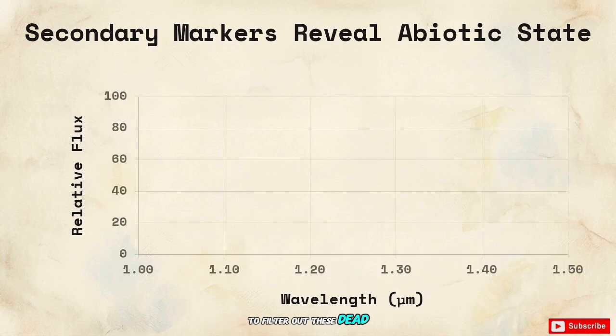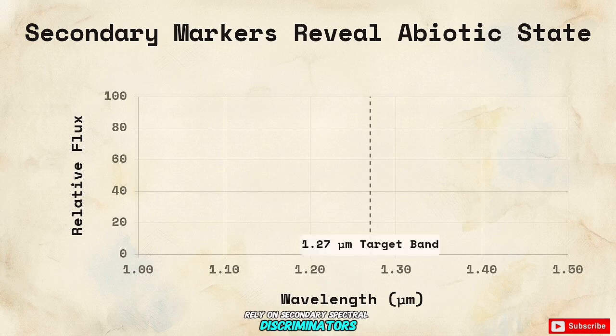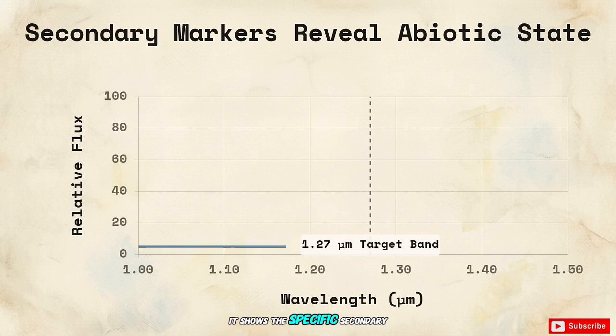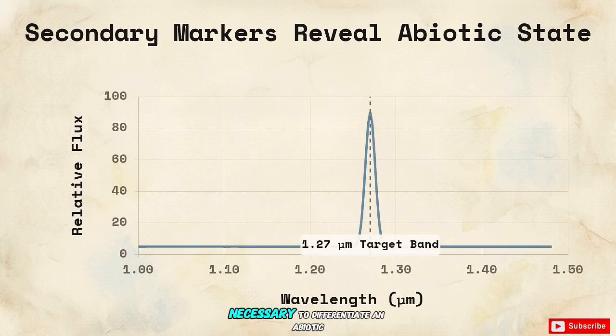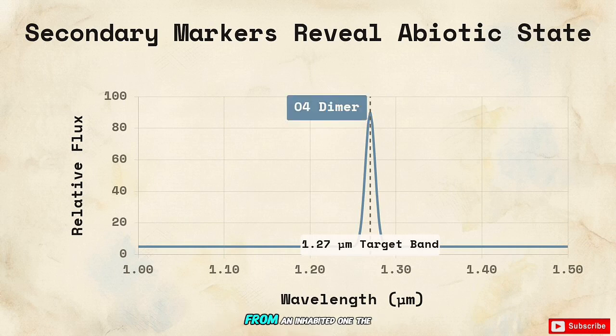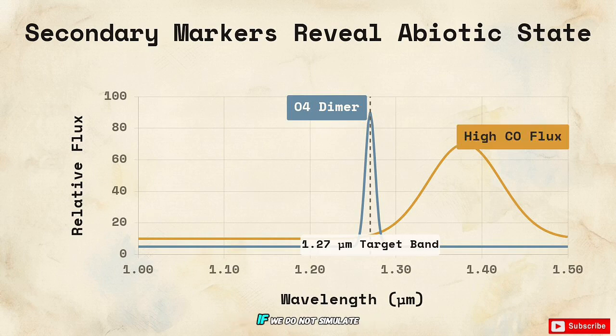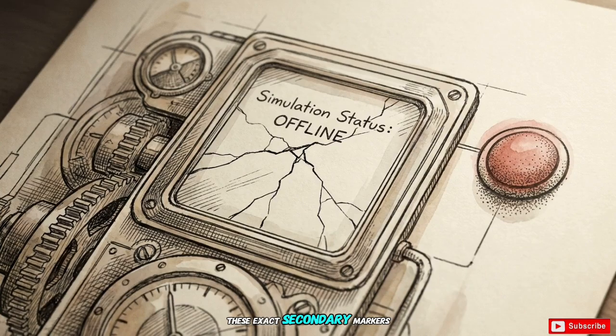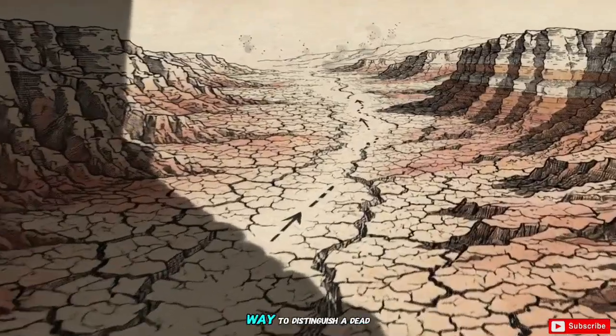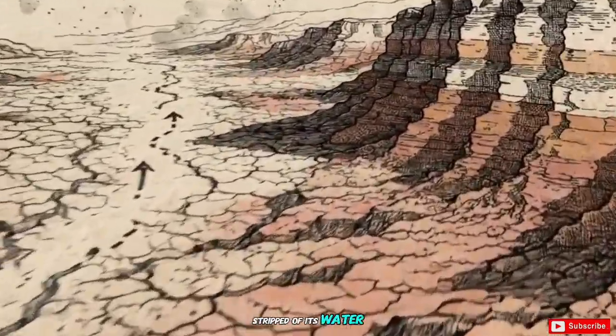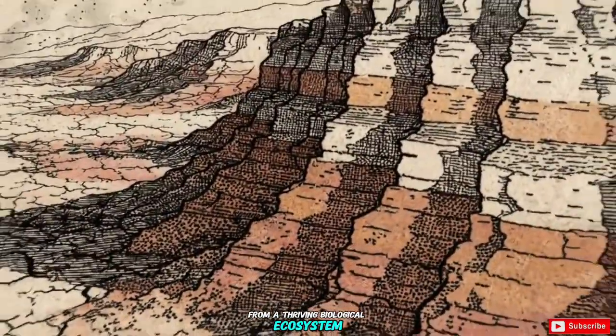To filter out these dead worlds, Bayesian retrieval systems must rely on secondary spectral discriminators. This overlapping spectral graph targets the 1.27 micrometer band. It shows the specific secondary markers necessary to differentiate an abiotic state from an inhabited one: the presence of O4 dimer features, or unusually high flux levels of carbon monoxide. If we do not simulate these exact secondary markers in advance, we have no way to distinguish a dead world stripped of its water from a thriving biological ecosystem.